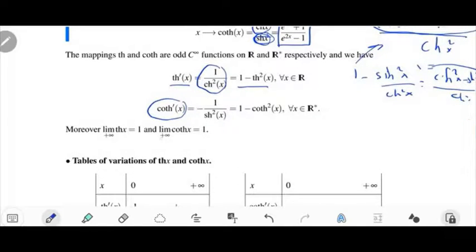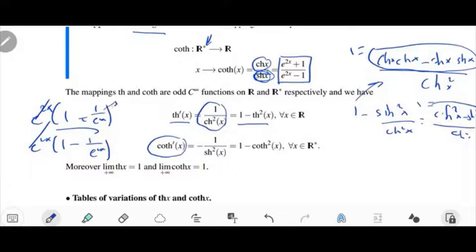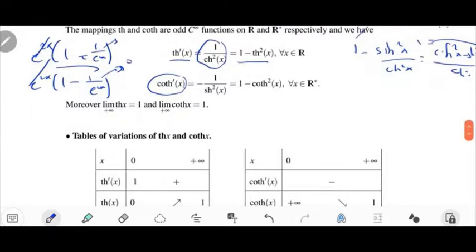And then the limits of these two functions: at plus infinity th will go to 1, because if you take the exponential form, it will be (e^2x minus 1) over (e^2x plus 1). And if you take e^2x as a common factor, it will be e^2x times (1 minus 1 over e^2x) over e^2x times (1 plus 1 over e^2x), and this is simplified, and then this goes to 0, this goes to 0, and the limit is equal to 1. So the limit of th is equal to 1, and doing the same thing, we prove that the limit of coth is equal to 1 as well at plus infinity.